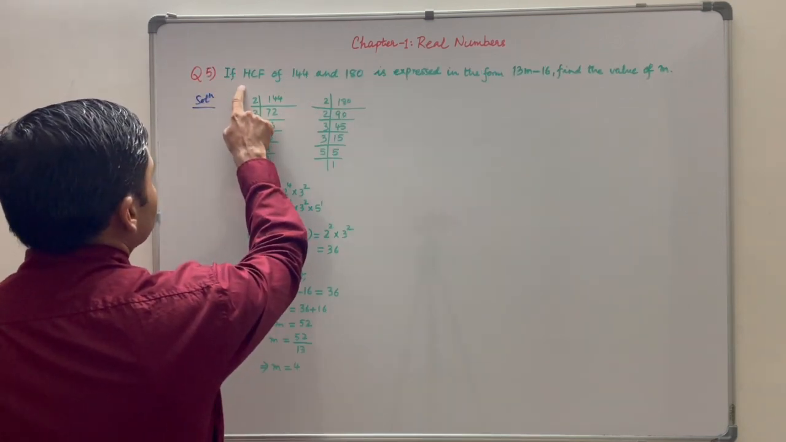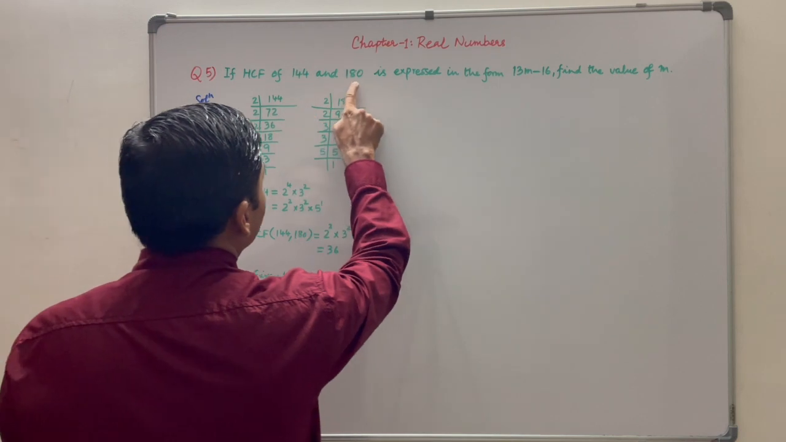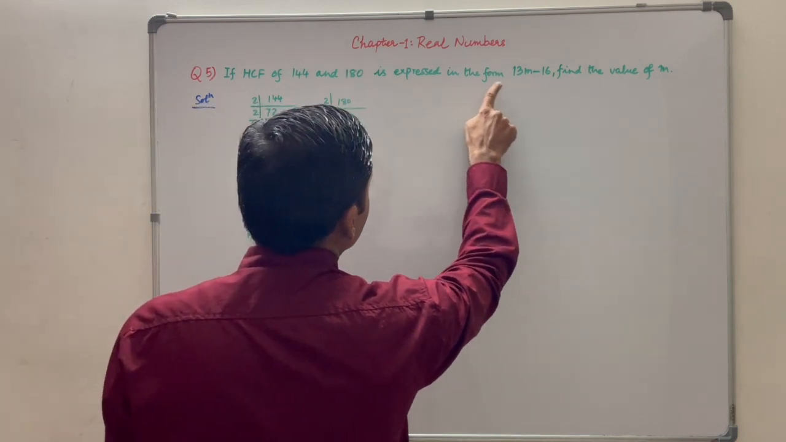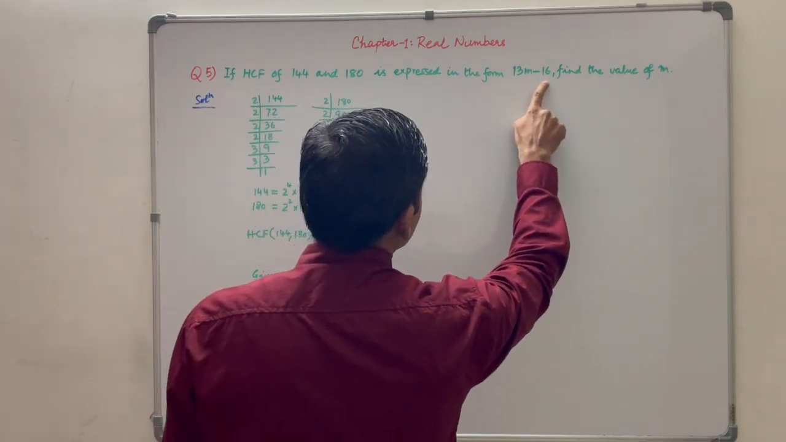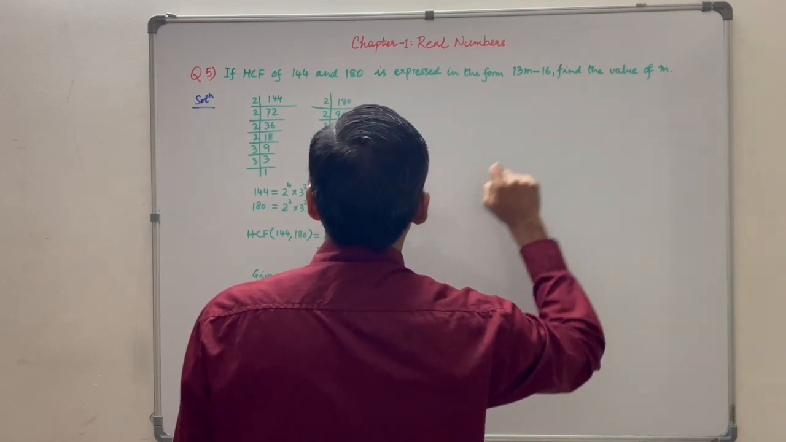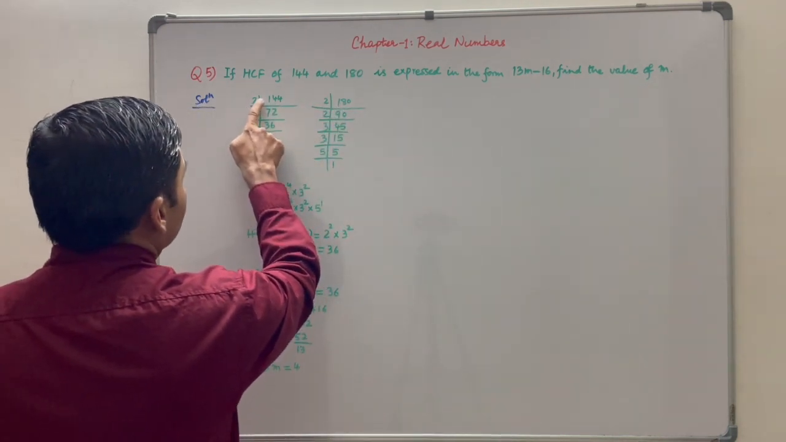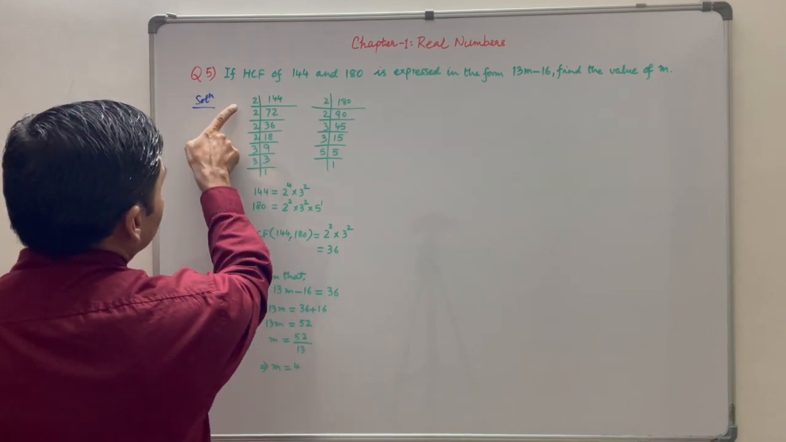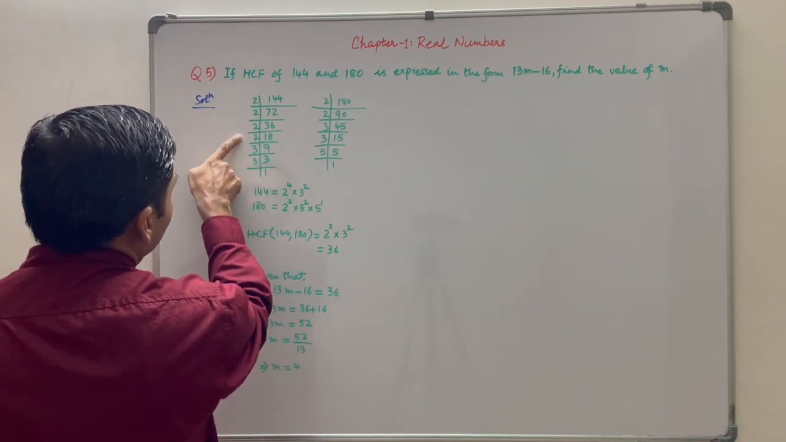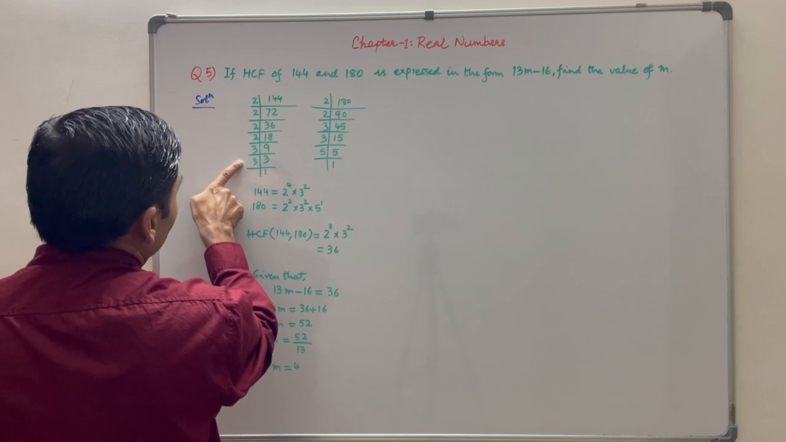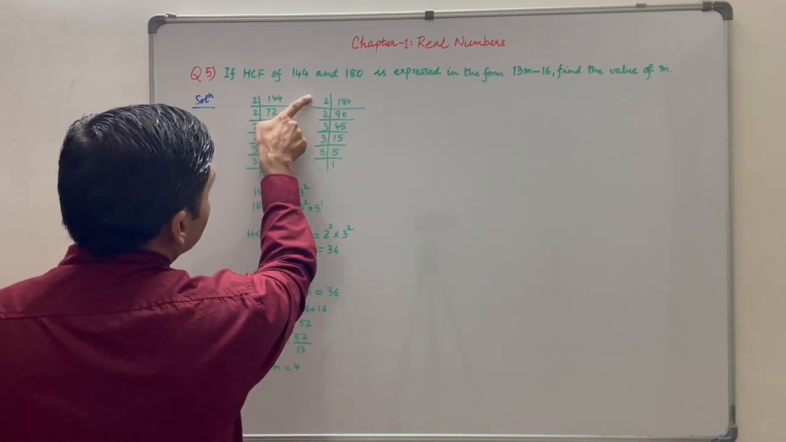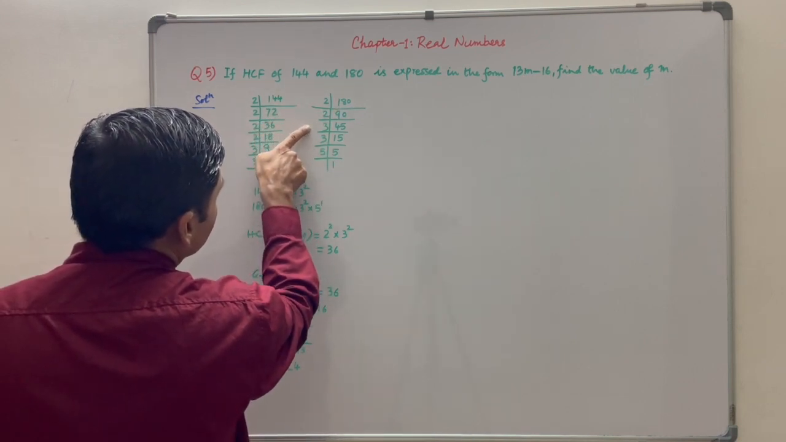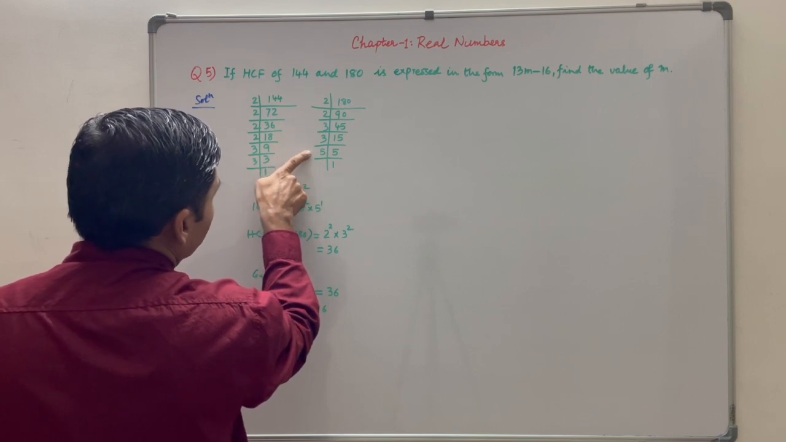Fifth question, if HCF of 144 and 180 is expressed in the form 13m minus 16, find the value of m. First, we need to factorize 144 and 180. So 144 can be written as 2 to power 4 into 3 to power 2. And 180 can be written as 2 to power 2 into 3 to power 2 into 5 to power 1.